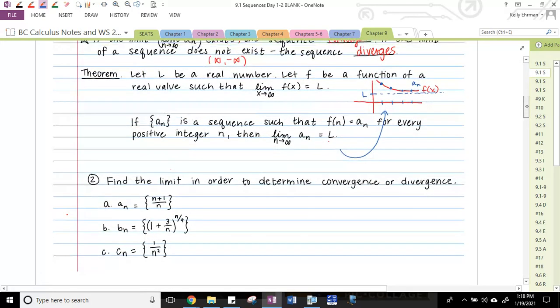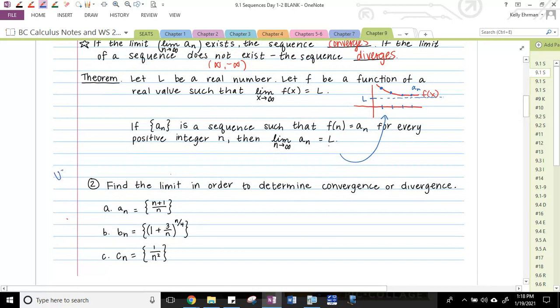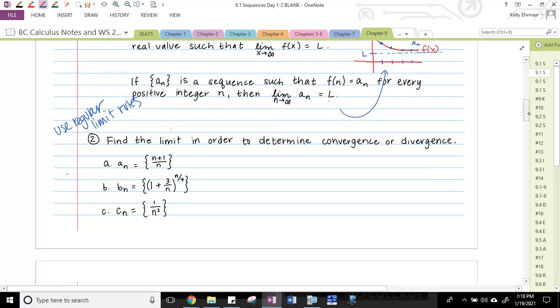So basically, this theorem just gives us a green light to use our regular limit rules to figure out limits of sequences. So what do I mean by regular limit rules? Well, we're talking about limits at infinity, so horizontal asymptotes, L'Hopital's, that kind of thing. So find the limit in order to determine convergence or divergence. Remember, if we get a number, we have convergence. We get infinity or negative infinity, divergence.